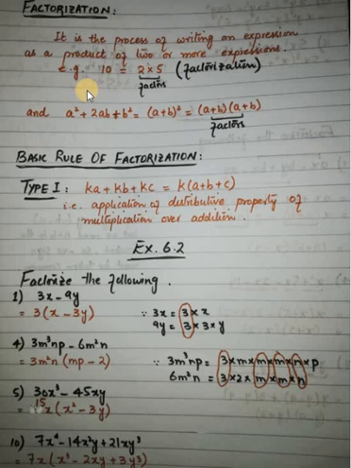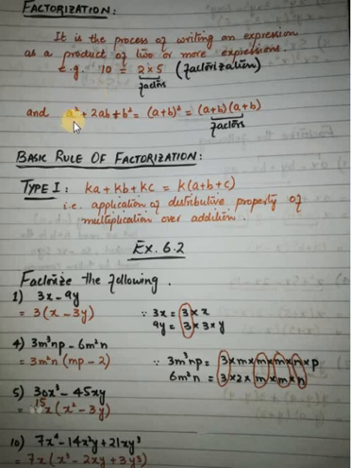If I consider a very simple example, 10 can be written as 2 multiplied by 5. So you can see 10, a number, can be written as the product of two numbers, 2 and 5. So the process is called factorization, and these two numbers, 2 and 5, are called the factors of 10. So as far as algebra is concerned, we move on to algebraic expressions.